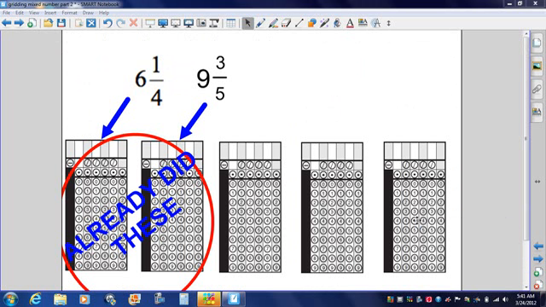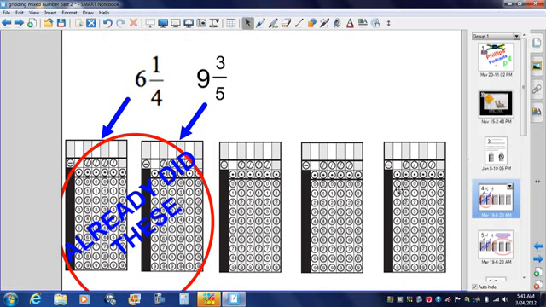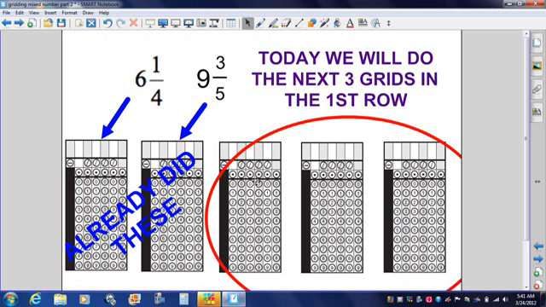Earlier this week, we filled in the first two grids on the back of your FCAT review packet with 6 1/4 and 9 3/5. Today, we're going to fill in the next three grids on the back of your FCAT review. So today, we're going to do the next three grids in the first row.